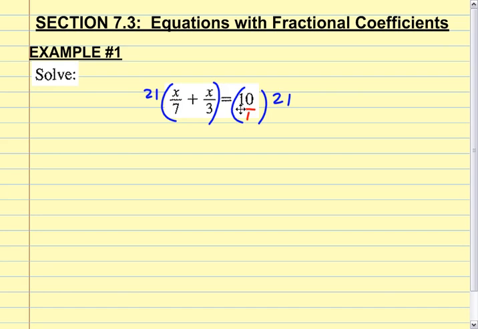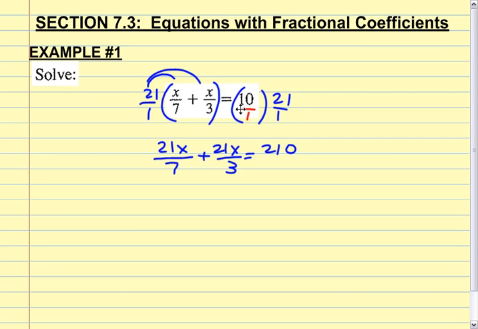Okay? Now, Eva, I need to distribute. That's going to give me, don't reduce or anything right now. Let's just distribute it in. Remember, this is 21 over 1, 21 over 1. What do I get when I multiply these first 2? 21x over 7. Exactly. 21x over 7. I'll deal with that in a minute. Plus 21x over 3 is equal to 210 over 1. I will leave off the 1.